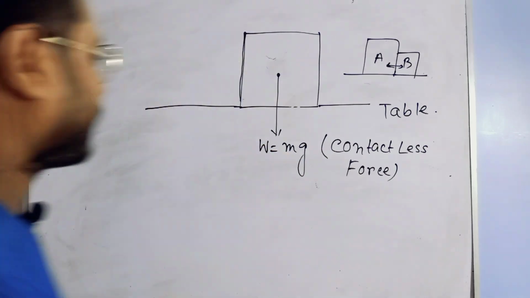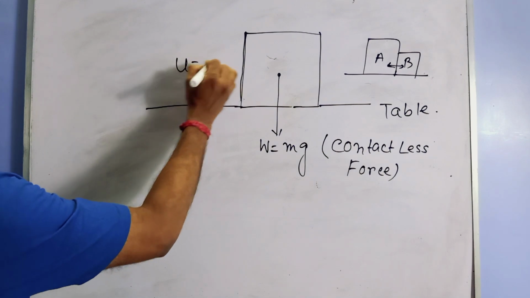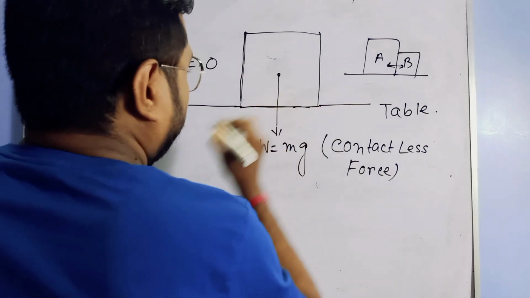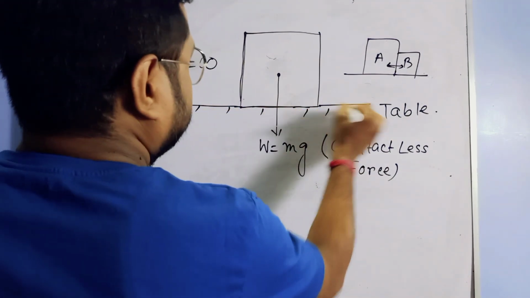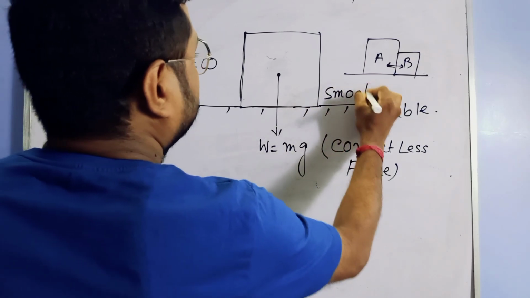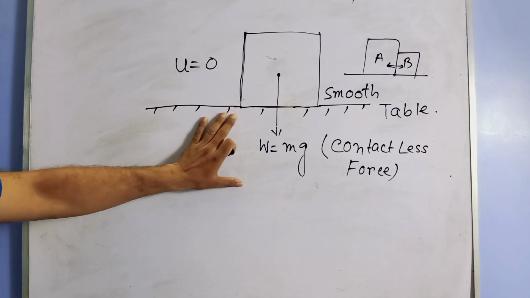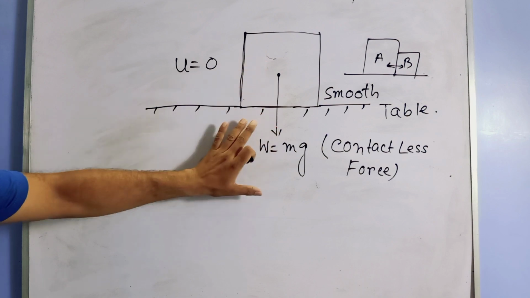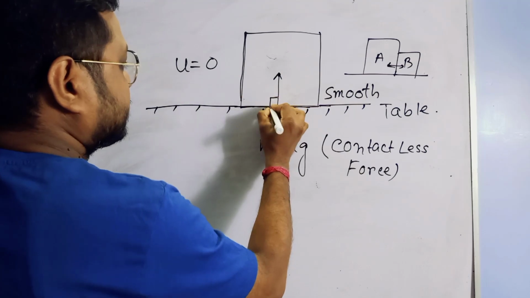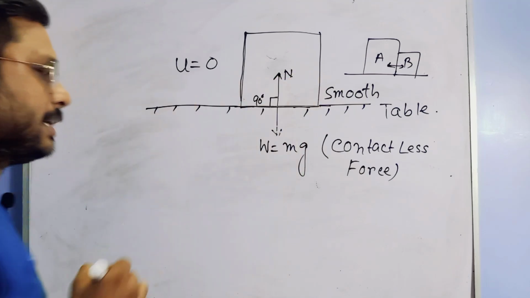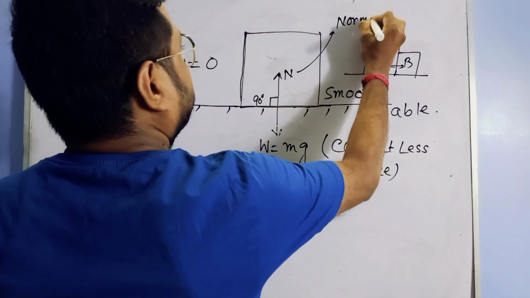Okay, so here block A is at rest, which means u equals 0, and there is always a contact force. If the table is smooth, then the contact force acts perpendicular to the common surface of table and block. This is the common surface, and a force perpendicular to it, at 90 degrees, acts upon it, which is called normal reaction. This N is called normal reaction.